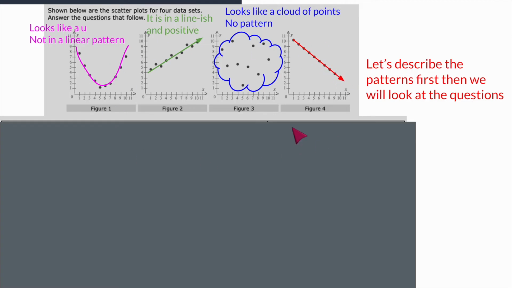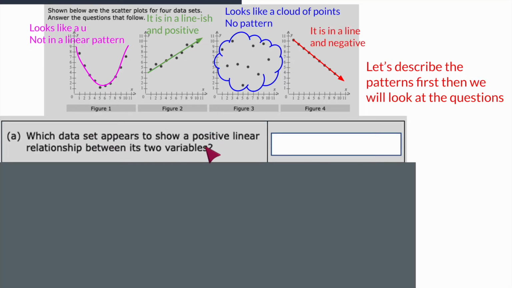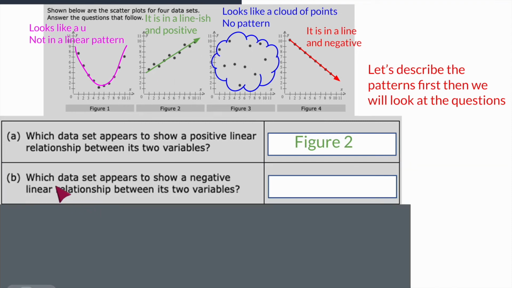Okay, so now that we've looked at the pattern, we've kind of grouped these, we can answer the questions below. The first question is, which set of data appears to have a positive linear relationship between its two variables? The only one that we looked at positive was the second one here, figure number 2. So that one definitely has a positive linear relationship. Second question says, which data set appears to show a negative linear relationship between its two variables? Well, that was the fourth one. It's definitely a negative line, going down from left to right. So that's figure number 4.